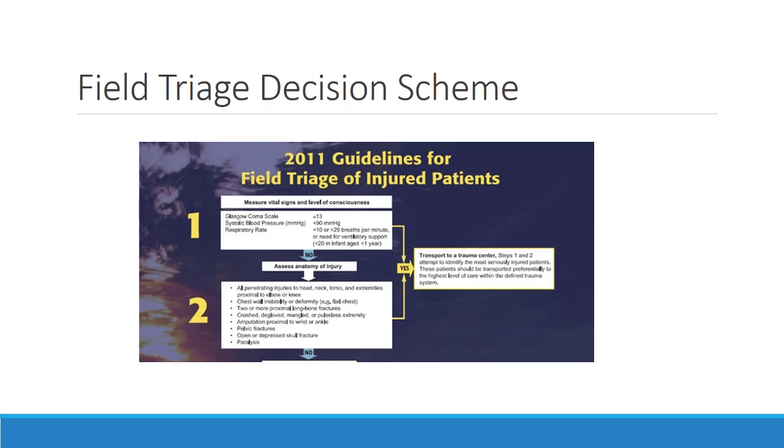You'll notice that there are 4 steps to the Field Triage Decision Scheme. This is showing steps 1 and 2. Step 1 is vital signs and level of consciousness, and there are specific factors there that we need to look at. And then step 2 are anatomical type injuries. These patients should be transported to a level 1 trauma center.